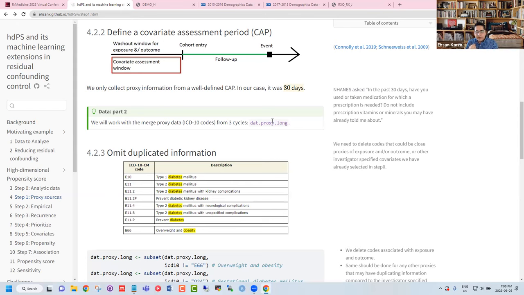And same thing goes for the exposure and outcome. So in this case, what you are seeing is that there are some ICD codes that are highly associated with diabetes, right? They are directly associated with diabetes, and there is some ICD code that is directly associated with the obesity or the overweight information. And this is our exposure, and these are highly associated with our diabetes or the outcome variable, right? So these are the information that we do not want to include in our analysis.